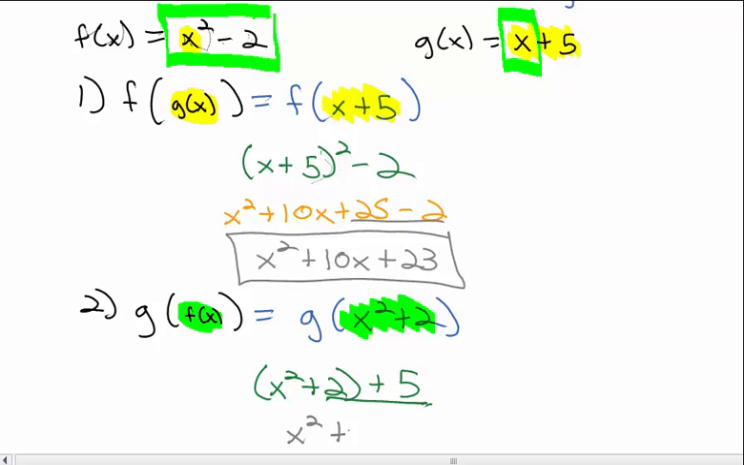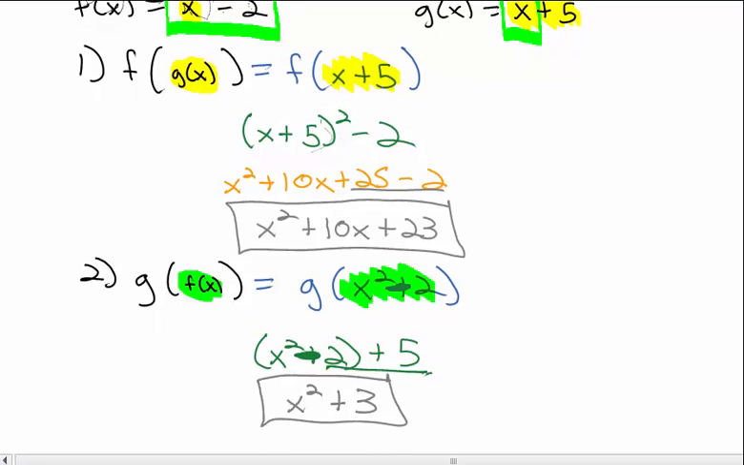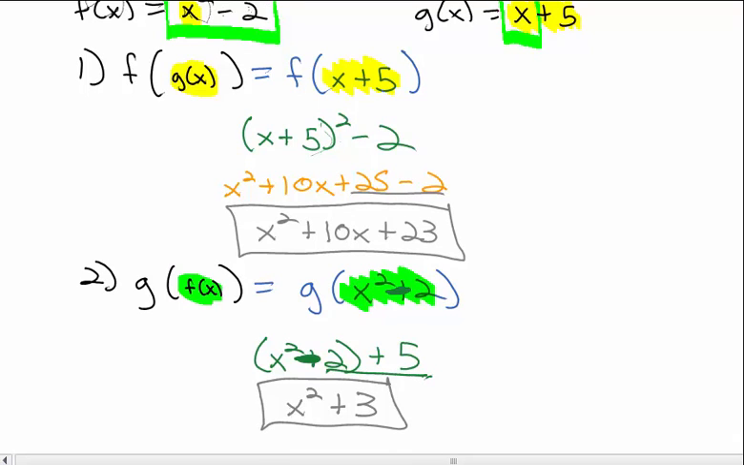Combine like terms, and we'll end up with x squared plus, oops, it's x squared minus 2, isn't it? Backing up. It should be a minus 2 each time. Don't change the sign. Keep the sign the same. So x squared plus 3 when we combine like terms. And I want you to notice that f of g of x and g of f of x were two very different results. Sometimes they're the same, and that'll be more interesting to us later. But right now, in general, they are very different results. So the order does matter.